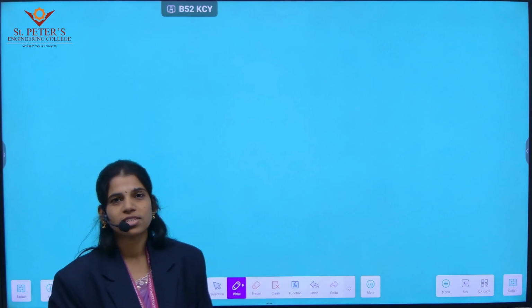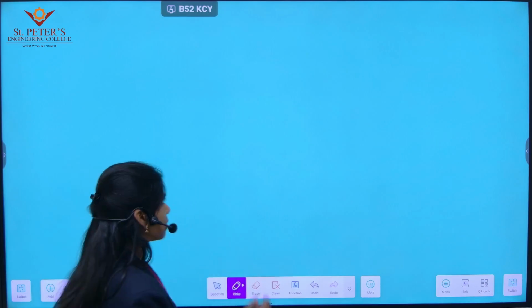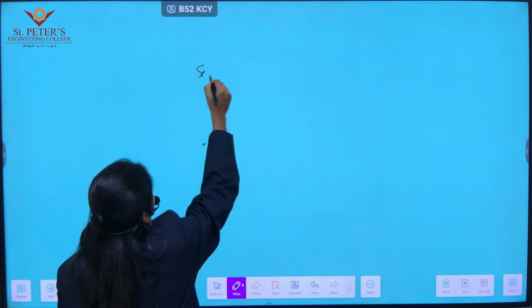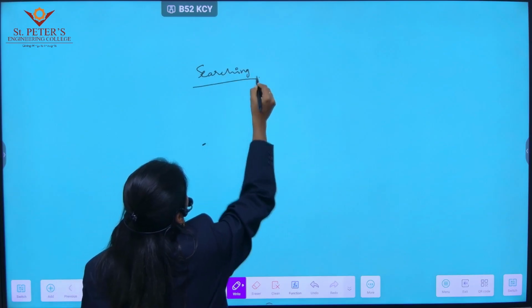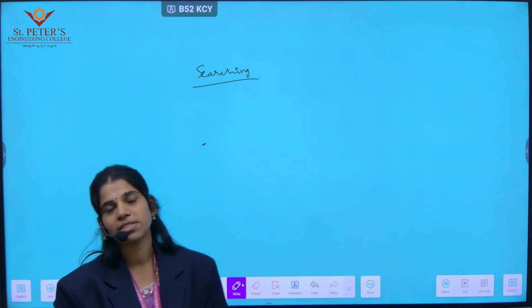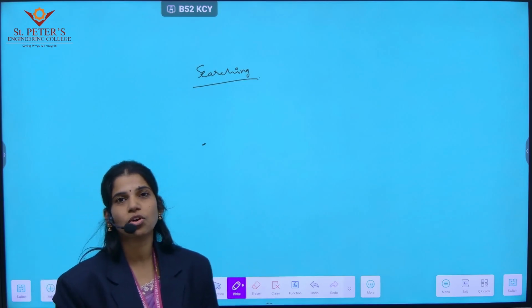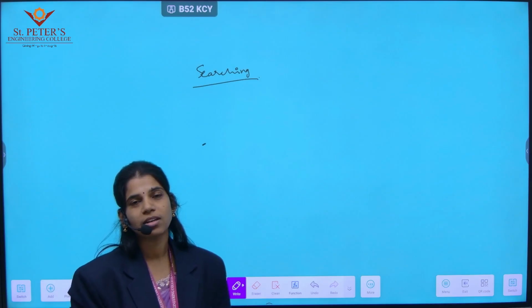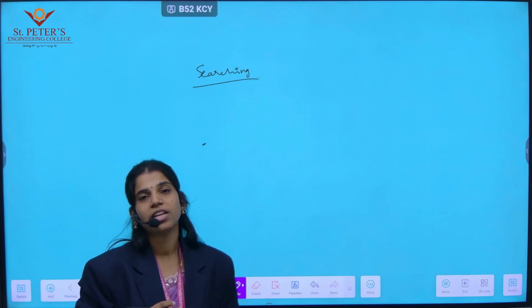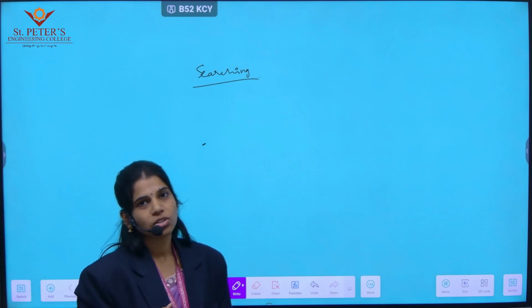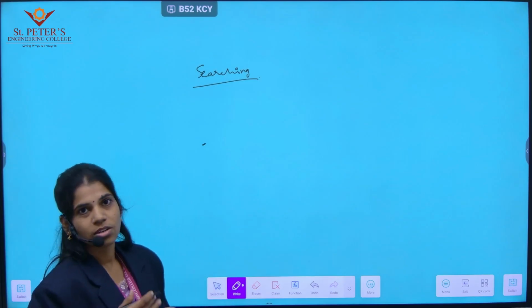Today I am going to discuss searching algorithms. What is meant by searching? Searching is the process of finding a particular element, whether it is available in the given list or not. If it is available, in which position it is there. So that is going to be discussed.